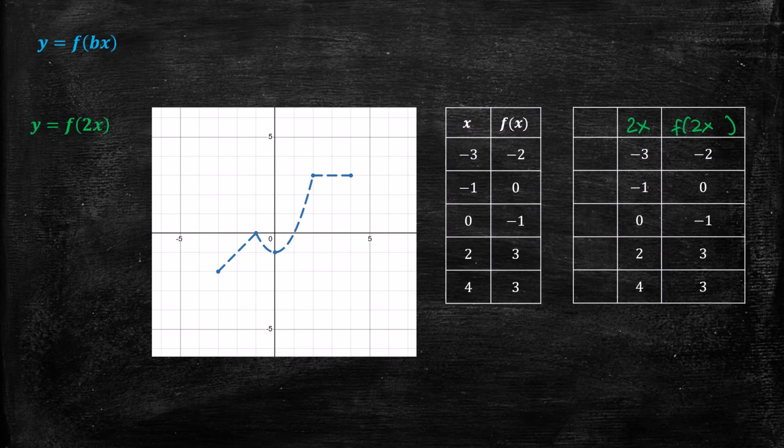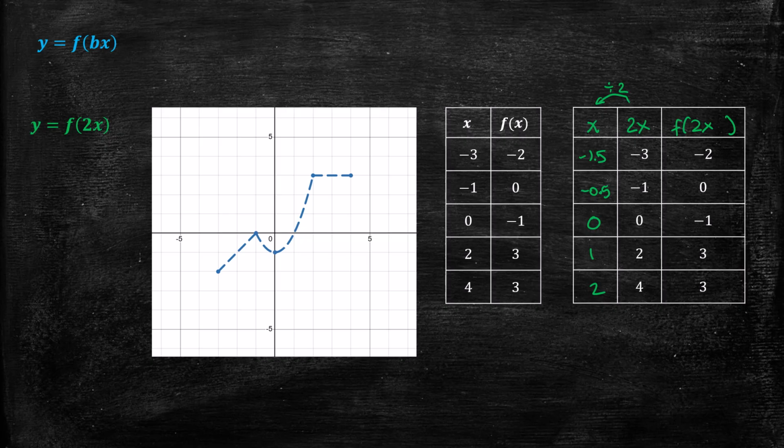And then hopefully it's obvious that to get the x values that make those values of 2x, so to get 2x equal -3, you need x to be -1.5. In other words, we have to take this column and divide by 2. So -0.5, 0, 1, 2. Notice the y values stayed the same. So x equals -0.5 generates y equals -2.